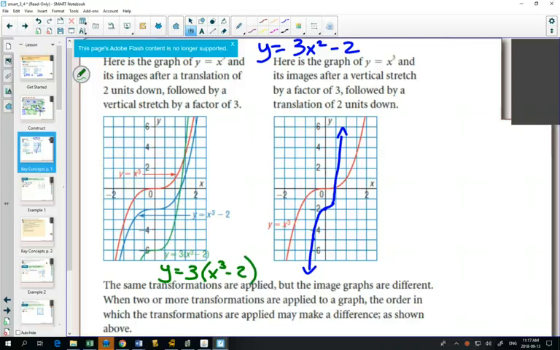You'd have brackets there. You know how brackets, you do what's inside the brackets first? They did the -2 first, so it needs brackets. And then they multiplied by 3. We do all of the stretches and reflections first, and translations last. We do it in 2 sections. Translations are always last.